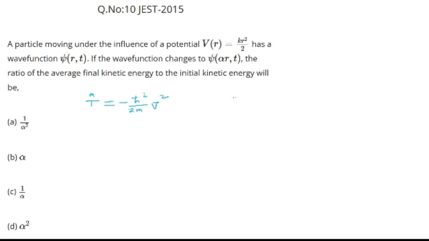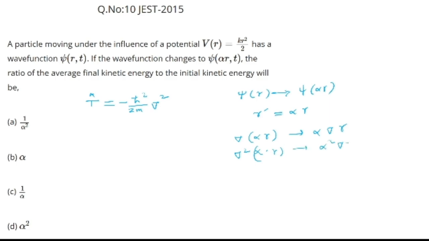Now here we replace psi of r, t with psi of alpha r. That means we replace r with alpha r, so r dash is basically nothing but alpha r. If we operate the grad operator on alpha r, grad of alpha r is nothing but alpha into grad r. Similarly, grad square of alpha r gives alpha square grad square r, like that.